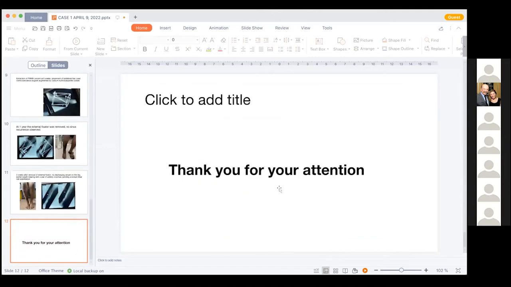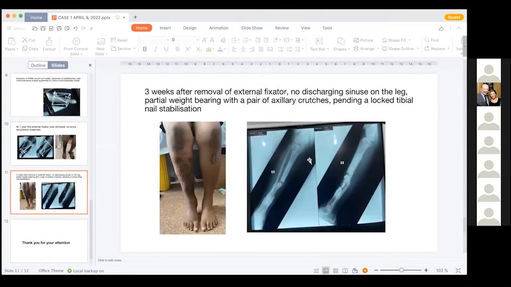So going forward, our plan is to insert a tibial nail and also introduce a cancellous autograft at this site to further improve our chances of getting the whole tibia united into one block. This is what we have done so far and where we are. Thank you for your attention. Any comments?